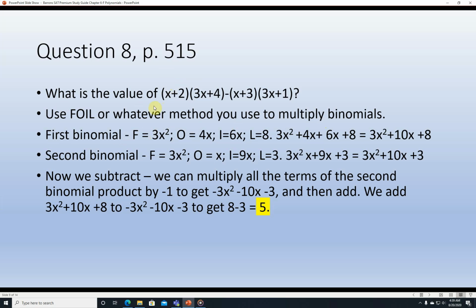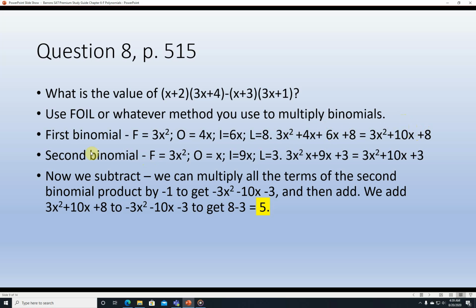Okay, so for the first binomial, the first term, x times 3x, 3x squared. Outer term, x times 4, 4x. Inner, 2 times 3x, 6x. Then 2 times 4 is 8, so you get 3x squared plus 4x plus 6x plus 8, which is 3x squared plus 10x plus 8.